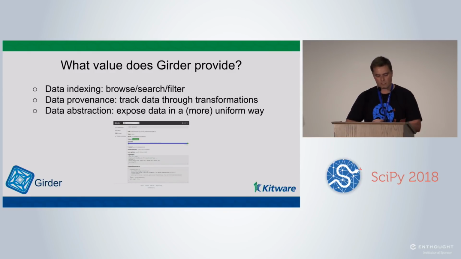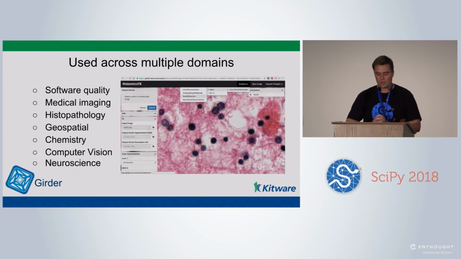And exactly what does Girder provide in terms of the value that it adds? Data indexing, browsing, searching, filtering through data. Provenance, so you can know what happens to data as it is transformed through operations. Abstraction, exposing data in a more uniform way, no matter where it is. So you have many data storage backends, and it's exposed in this uniform way.